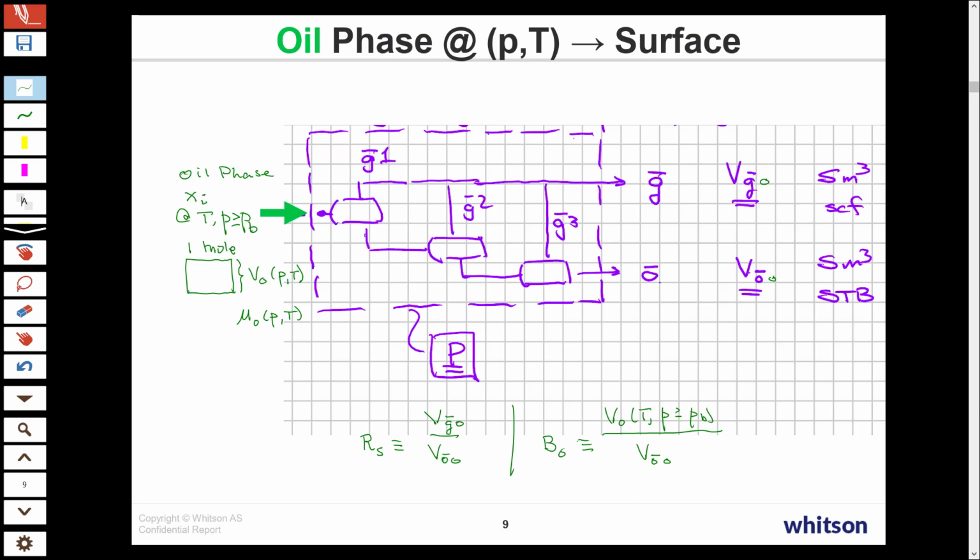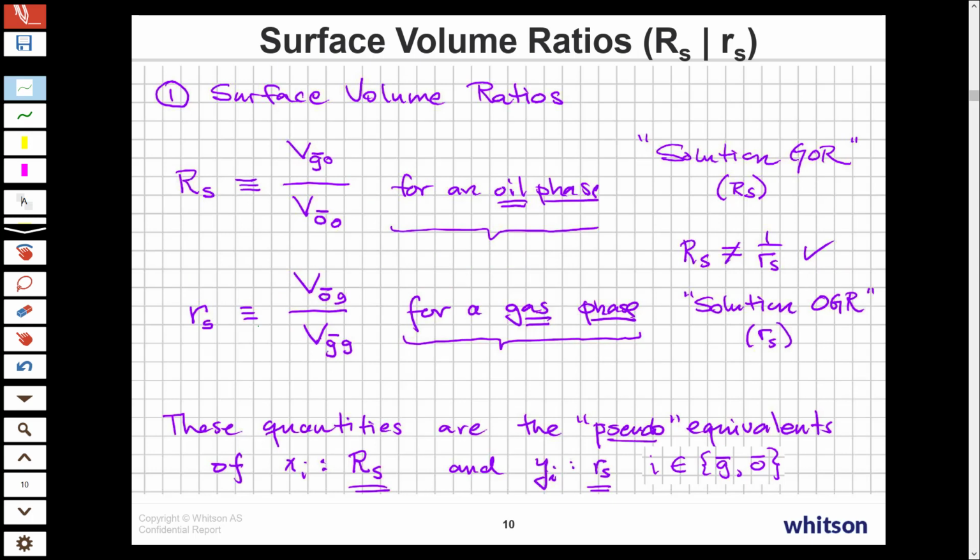So again, surface process is having an effect on the solution volume ratio, capital RS or little rs, and the volume factor, BO and BG. The viscosities, μg and μo, are independent of the surface process, but they are dependent, of course, on the pressure, mainly through their dependency on density of the phase. So let's start talking about the surface volume ratios.